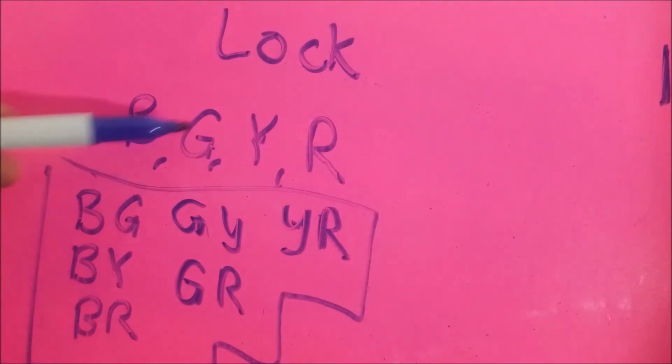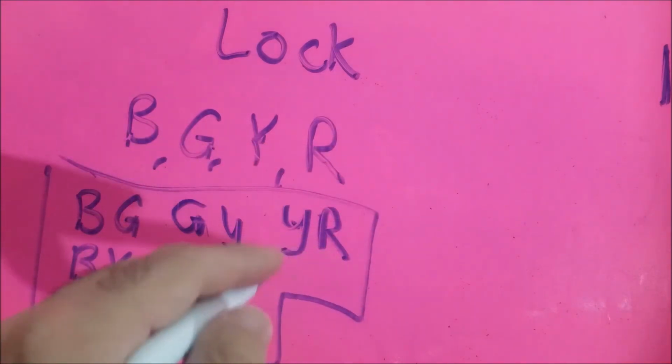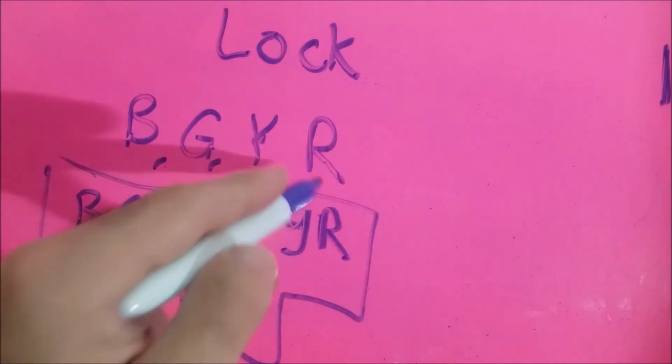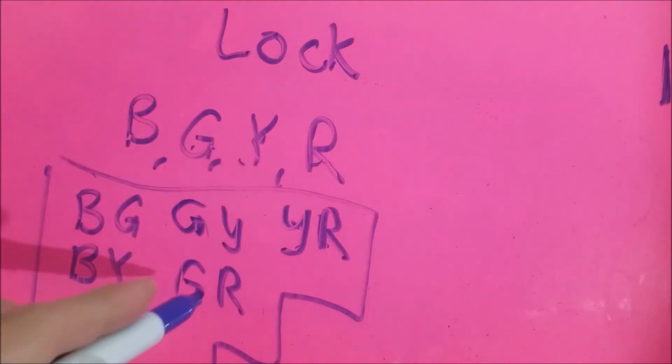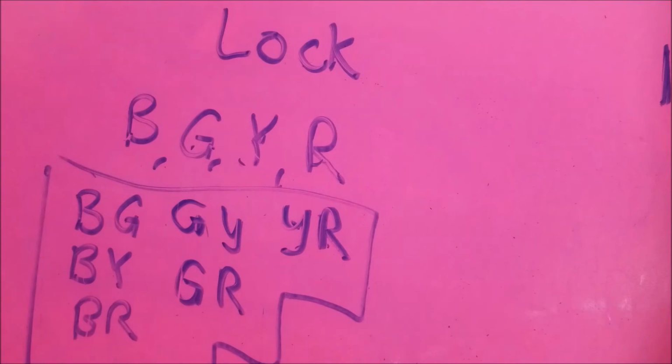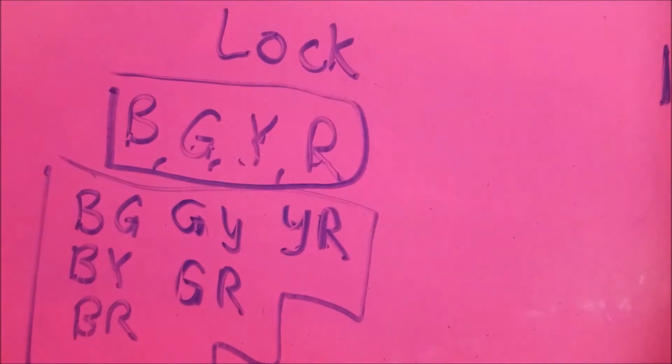Blue has 3, green has 2, yellow has 1, and we won't have any red because red's already involved. Can't say red yellow, it's the same as yellow red. We can't say red green, it's the same as green red, same thing. So there's only 6 combinations if we take 2 at a time with that.